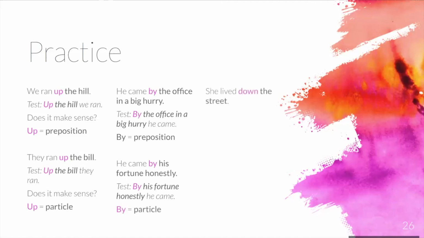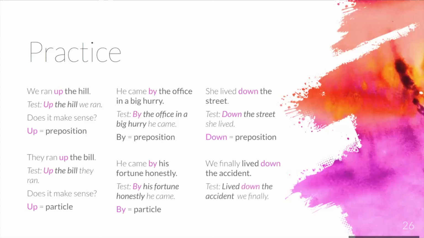Eileen? Okay, so it's: she lived down the street. We would test that and get: down the street she lived, and that makes sense. So down would be considered a preposition. Another example is: we finally lived down the accident. We test this again and get: lived down the accident we finally, which definitely doesn't make any sense at all. So down would be a particle in this case.